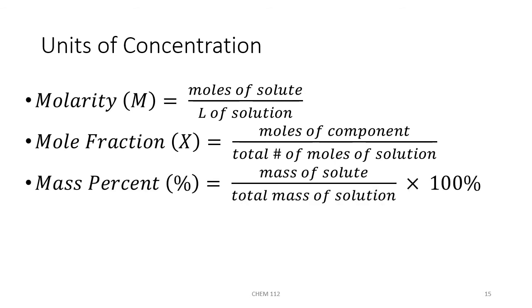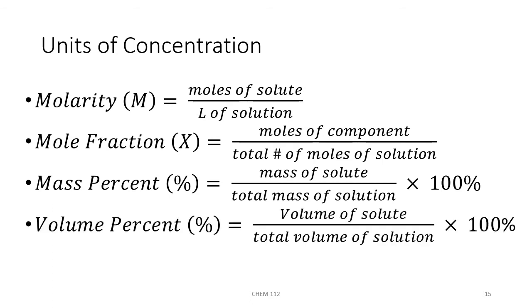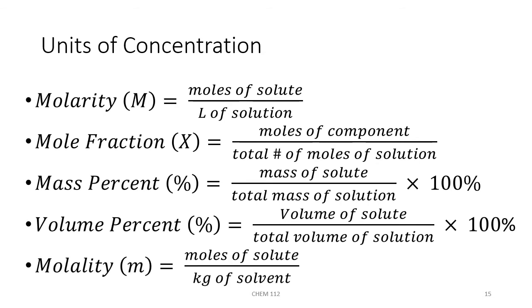Mass percent would be mass of the solute over the total mass of the solution times 100. Volume percent would be the volume of the solute over the total volume of the solution times 100. And then a new one that will be very important in this chapter sounds like molarity, but it's called molality. Molality is described using a lowercase m, and it's the moles of solute over the kilograms of solvent.